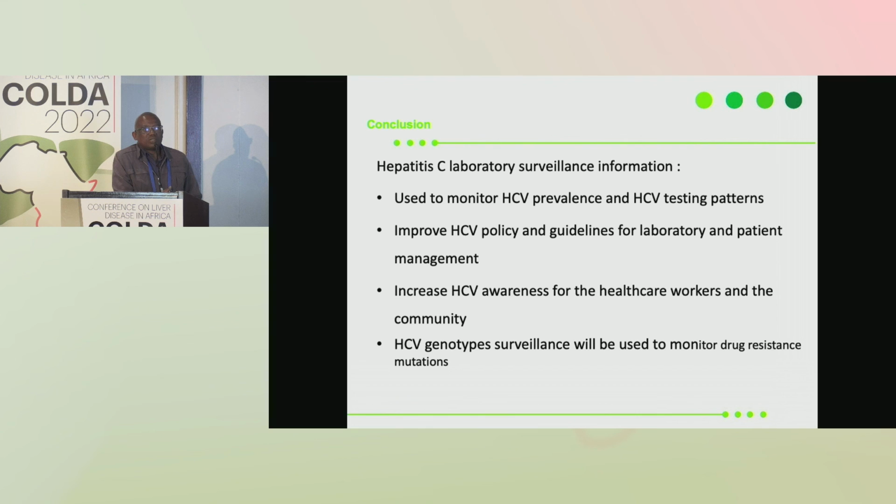And in conclusion, we believe that if we continue with the hepatitis surveillance information, this can be a useful tool to monitor HCV prevalence and testing patterns, improve HCV policy and guidelines for laboratory and patient management, and increase awareness of the healthcare workers and community, and use this genotype surveillance to monitor drug resistance, as a baseline for when universal treatment is introduced.